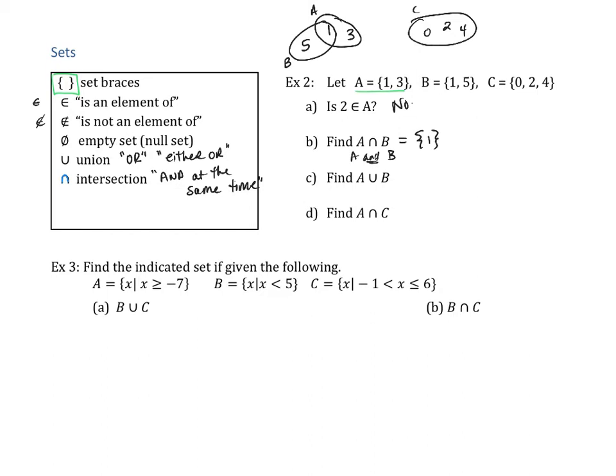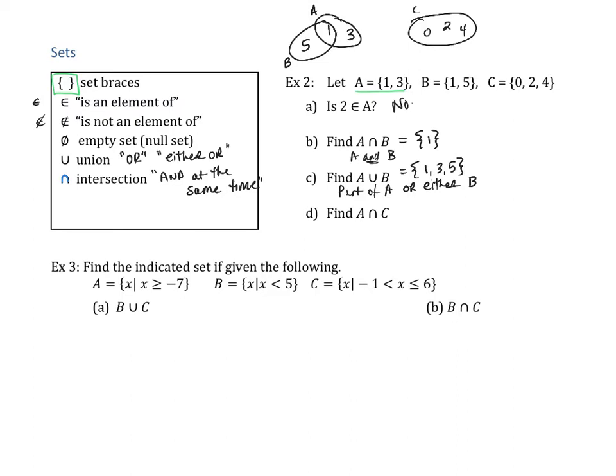Okay, now this one is saying find the numbers that are part of A or either or part of B. If you're a part of A, you're invited to our party. If you're part of B, you're invited to our party. So you've got us all coming here, right? We've got 1, 3, and 5.